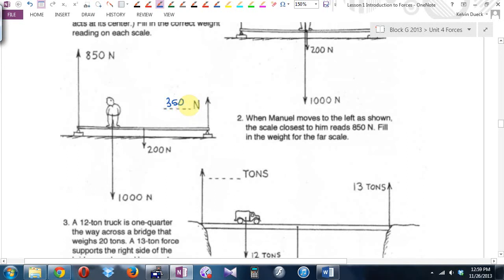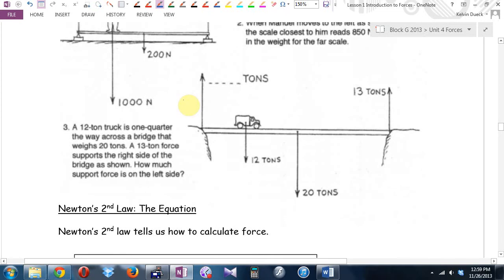Why? Because if it didn't, he's either sinking into the ground like quicksand or flying into the air like Superman. A 12-ton truck is 1/4 of the way across a bridge that weighs 20 tons. A 13-ton force supports the right side of the bridge as shown. How much must the support force be on the left?